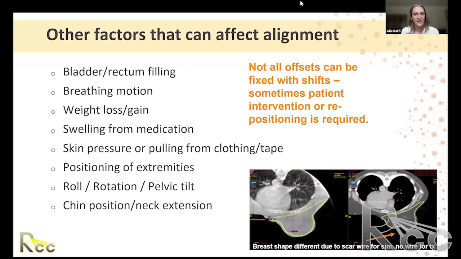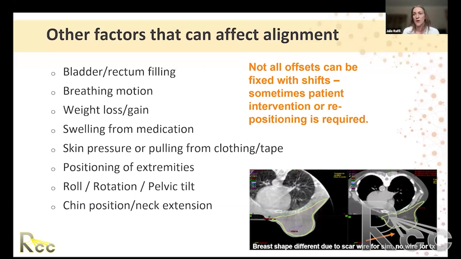So, other factors that can affect alignment. Not all offsets that we observe can be fixed with shifts. Shifting the patient a centimeter this way or that way might not fix a setup issue. Sometimes patient intervention is required, or they need to be repositioned. Some of these factors would be bladder and rectum filling. That's a big one for treatments occurring in the pelvis. That can impact your prostate positioning quite a bit.